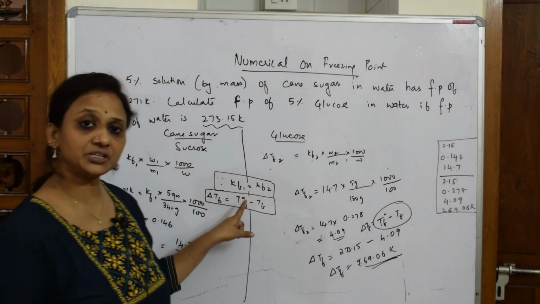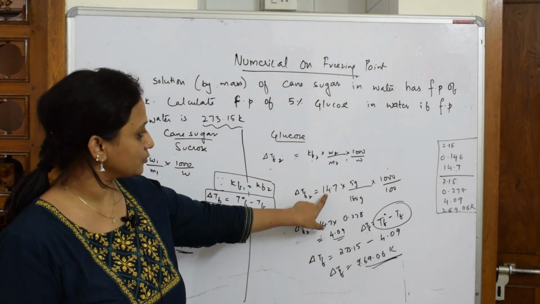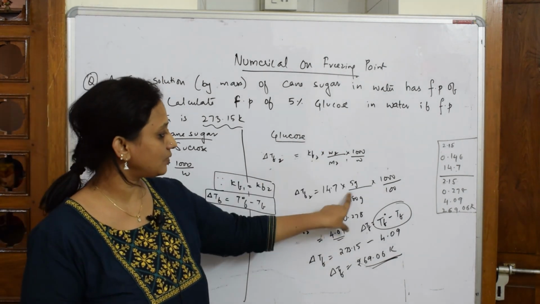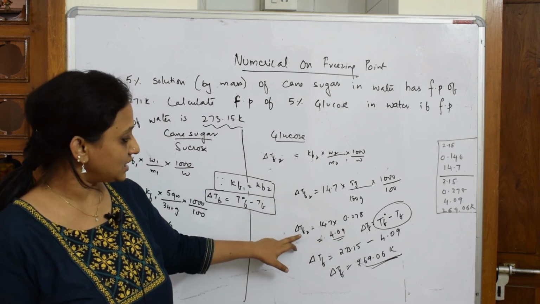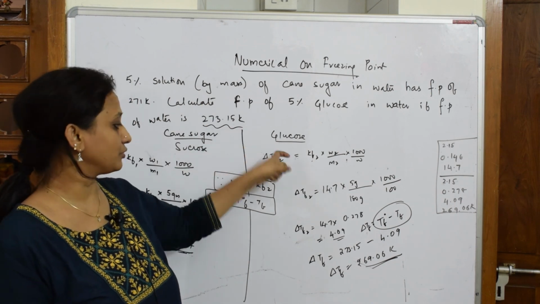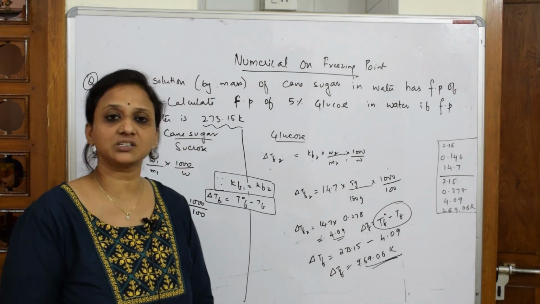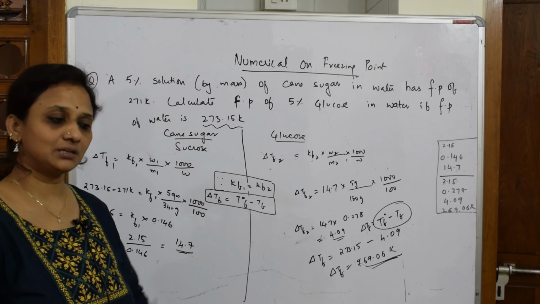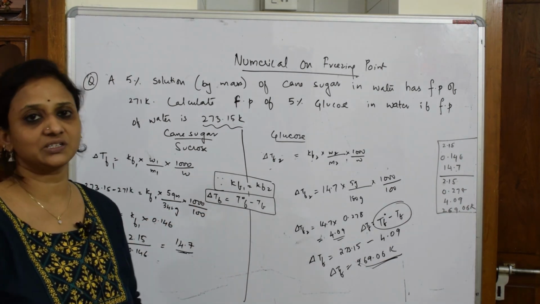With the condition KF1 equal to KF2, instead of KF2 I wrote 14.7 and, as usual, the weight, and when I multiplied I got 0.278. Now this is delta TF2, but I want the freezing point of the glucose solution, so TF naught minus this gave me 269.06 Kelvin. This is how we are going to do it. Simple numerical, don't get confused, separate everything, and try to make a clear presentation in the exam.